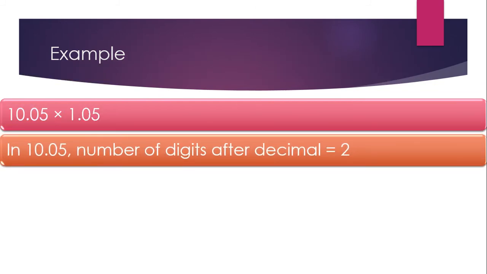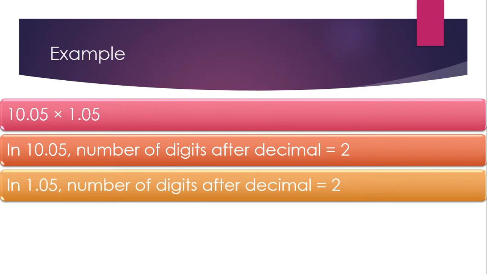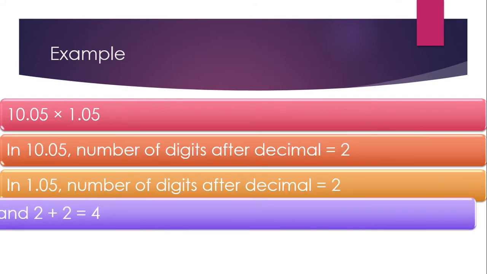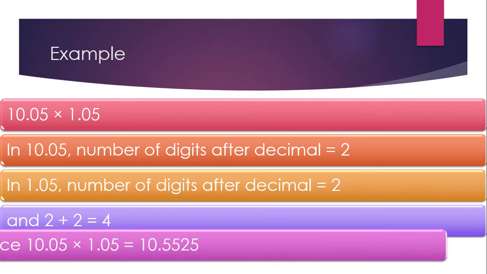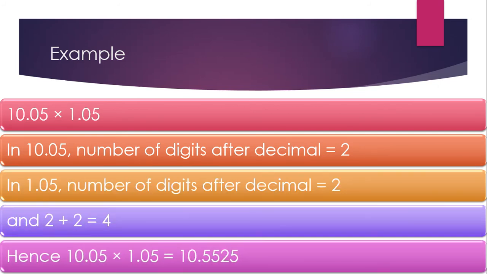Example: 10.05 into 1.05. In 10.05, the number of digits after the decimal is 2. In 1.05, the number of digits after the decimal is 2. Here we add 2 plus 2 equals 4. Now when we multiply 1005 into 105, we get 105525. Now we have to count the digits from the right side of the number, and after 4 digits we are going to put the decimal. So after 4 digits, 5525, we put a decimal, and we get 10.5525 as the answer.